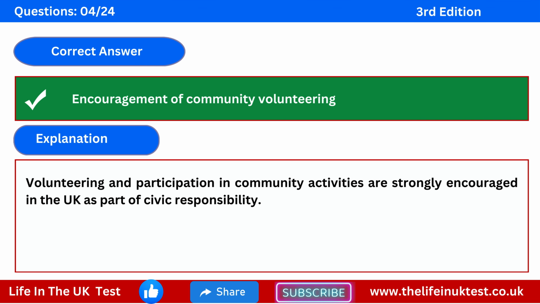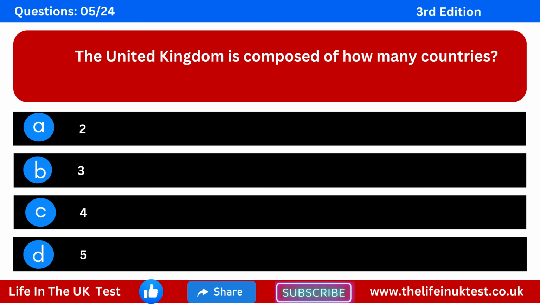The correct answer is encouragement of community volunteering. Explanation: volunteering and participation in community activities are strongly encouraged in the UK as part of civic responsibility. Question 5. The United Kingdom is composed of how many countries?